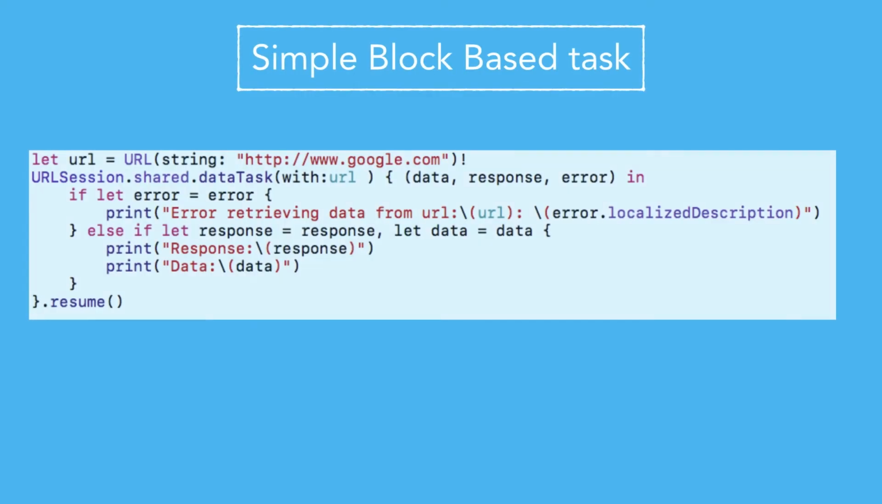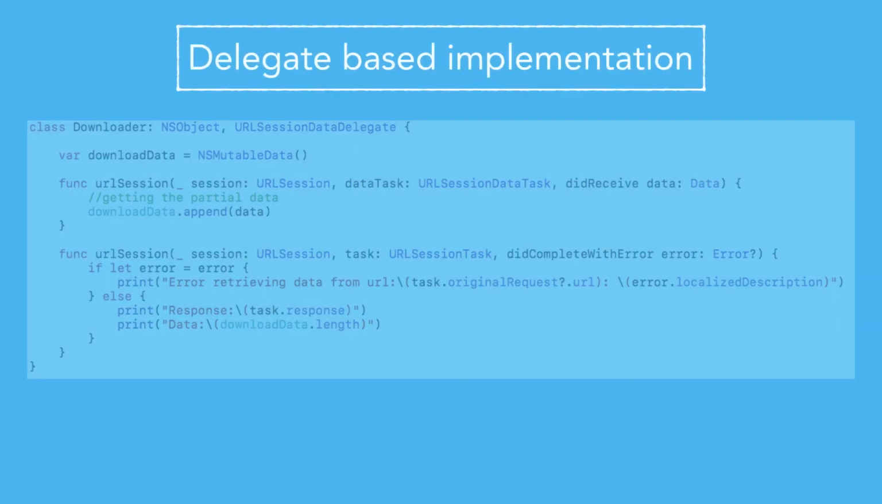If you just want to make a simple call to retrieve the response, use the shared session and block-based request. Here you just need to set up a URL, use the shared session object, add your implementation to handle the response, and resume the task. When the request is complete, you're going to get your callback and you're done. Now let's see the delegate approach.